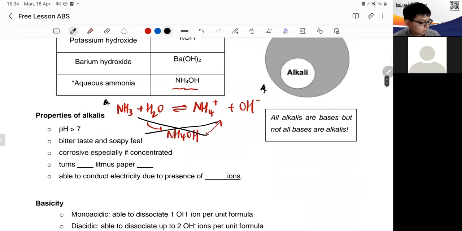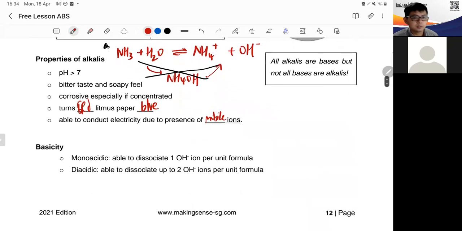Okay, before that: it turns red litmus paper blue, sorry, because it's an alkali. It's able to conduct due to the presence of mobile ions. Definitely. And look at this, now the terminology will make more sense to you. If an acid is monobasic, it means that the acid reacts with a base. Therefore, a base is monoacidic because it reacts with acids. But if you don't want to concern yourself with all that terminology, just focus on the mono and the di.